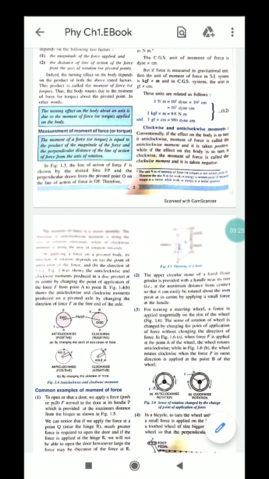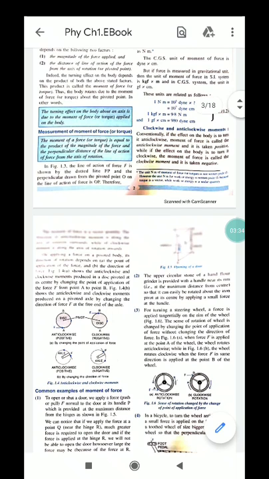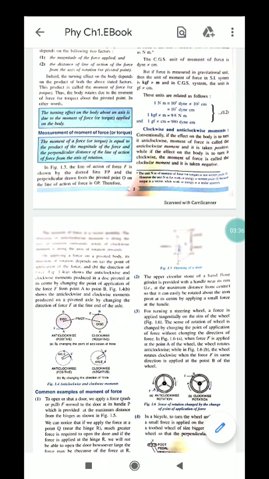Now what are clockwise and anti-clockwise moments? If the turning effect of force tends to rotate the body about a point or an axis in an anti-clockwise direction, the moment of force is called the anti-clockwise moment. As per convention, anti-clockwise moment is considered positive.